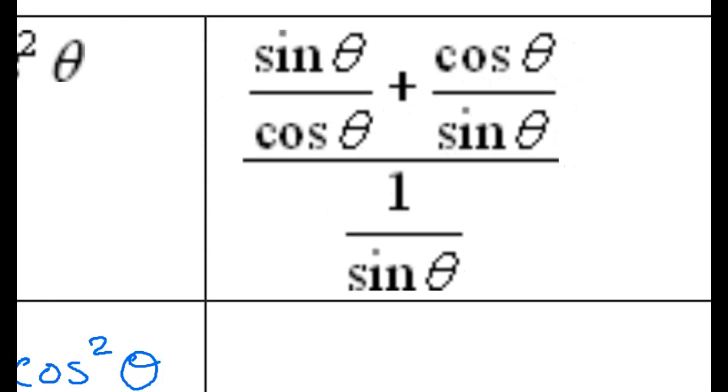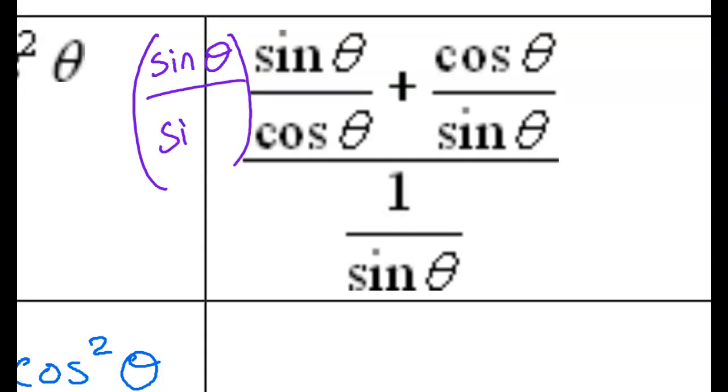Right now, they're unaddable because I have unlike denominators. So my first step is actually to get common denominators. I do this by multiplying by the other fraction's denominator. So the sine of theta over cosine of theta, I'm multiplying by sine of theta over sine of theta.